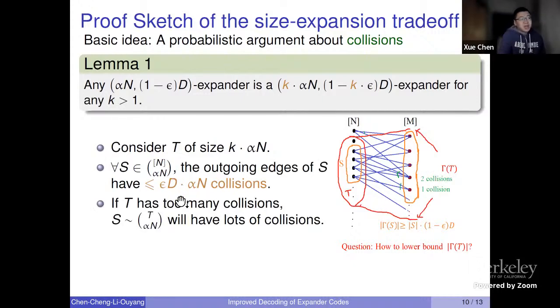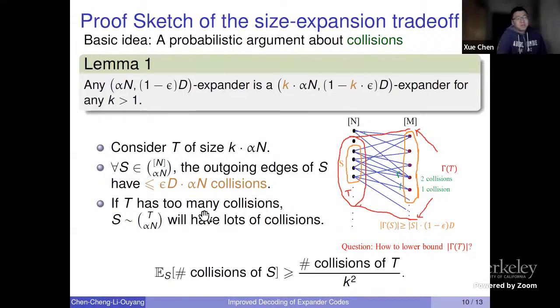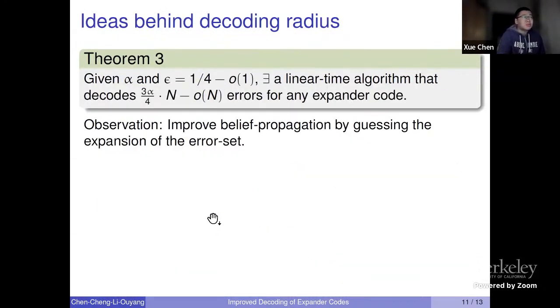So the basic idea is, if T has too many collisions, I will pick a random S in T of size alpha n, and then I will try to argue S will also have some collisions, which means that the expansion of S is not great. So this gives me a contradiction: T should not have too many collisions. That's the basic idea in this proof.